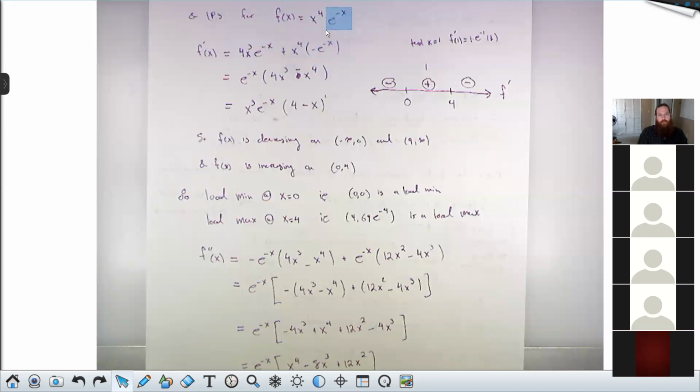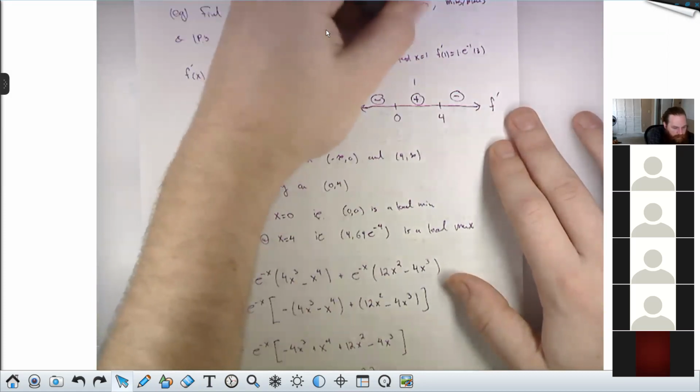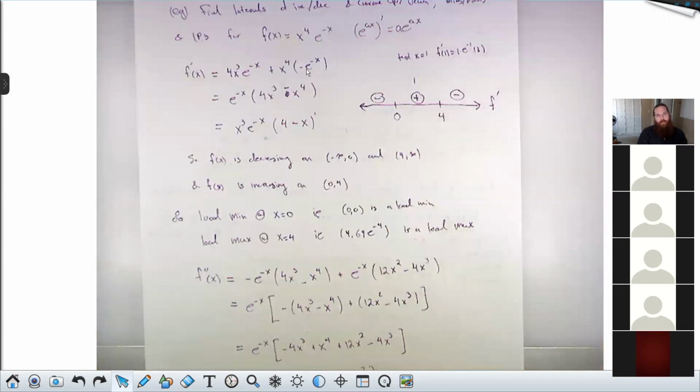When I go to differentiate this piece, remember the derivative of e to the ax is always a e to the ax. So the derivative of e to the negative 1 times x is negative 1 times e to the negative 1 times x. It's a chain rule thing. So I differentiate the outer function, that's the exponential, and that gives me the e to the negative x back. But then I have to multiply by the derivative of the inside. The derivative of negative x is negative 1.